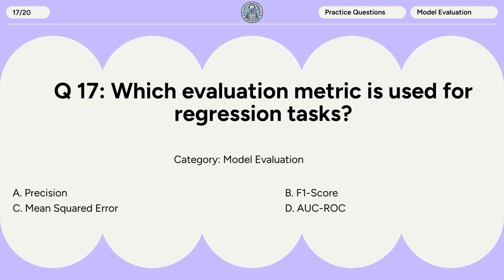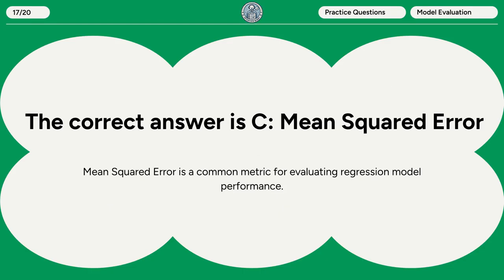Question 17. Which evaluation metric is used for regression tasks? A. Precision. B. F1 score. C. Mean squared error. D. AUC ROC. The correct answer is C. Mean squared error. Mean squared error is a common metric for evaluating regression model performance.